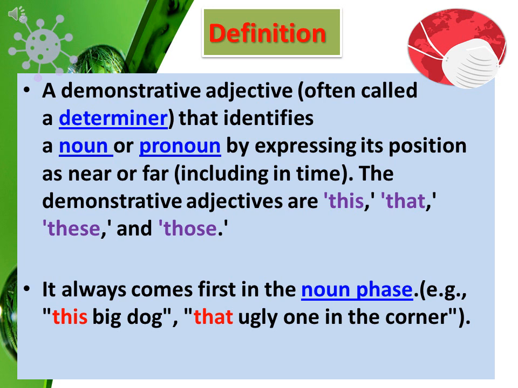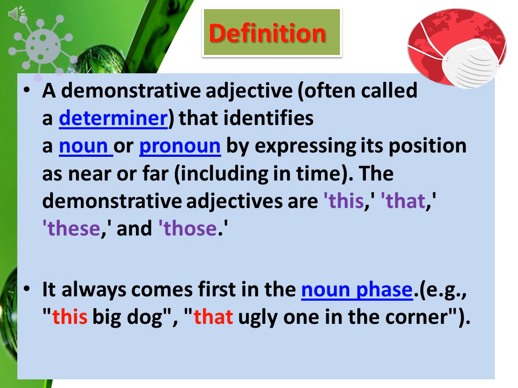Now, first, let's see the definition. What is a demonstrative? Demonstrative adjective, often called a determiner, that identifies a noun or a pronoun by expressing its position as near or far. يعني تحدد لنا واش قريب ولا بعيد, including in time, داخل في حتى الوقت. The demonstrative adjectives are this, that, these, those.